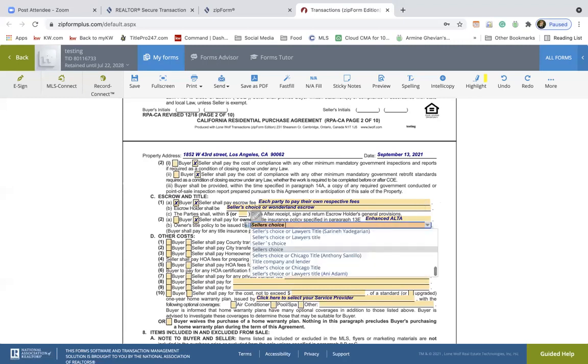Or title company of your choice. I'm writing this, I'm not saying you write title company of your choice. It's your choice, understand? Is it Lawyer's Title, Fidelity, Old Republic, whichever one that you work with? You will write here.